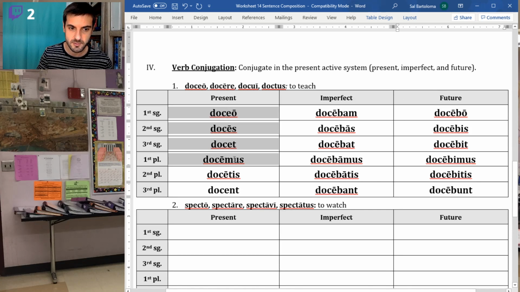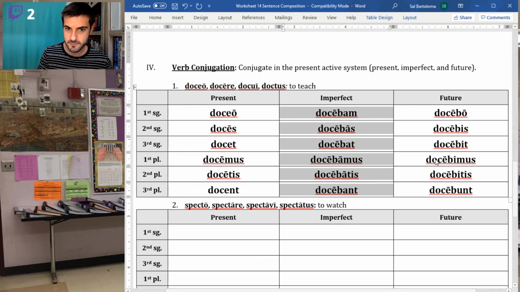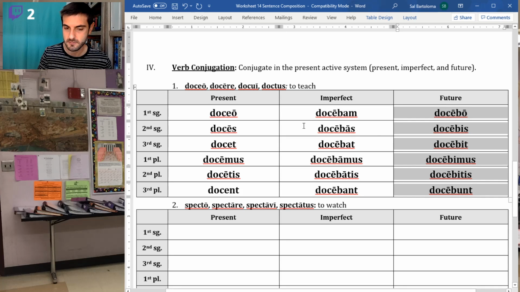So doceo, doces, docet, docemus, docetis, docent, right? Just the stem and the endings. Bam, bas, bat for the imperfect. Bo, bis, bit for the future.